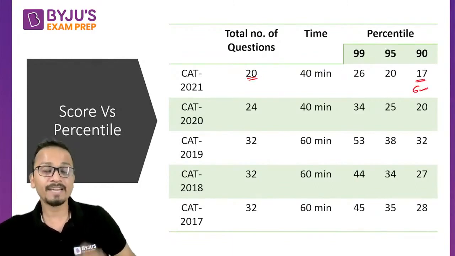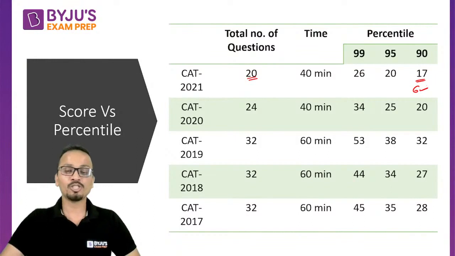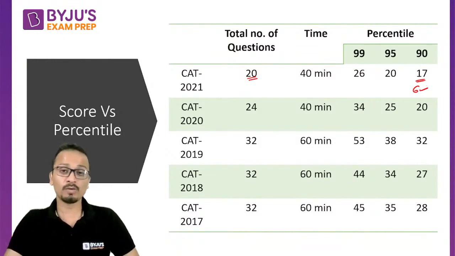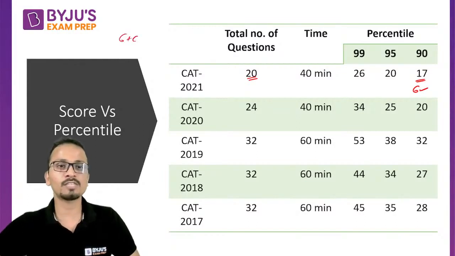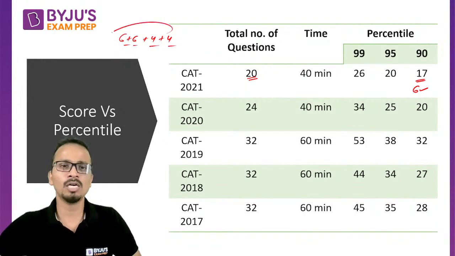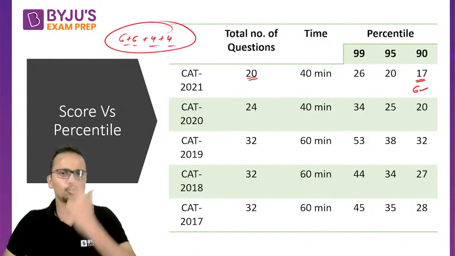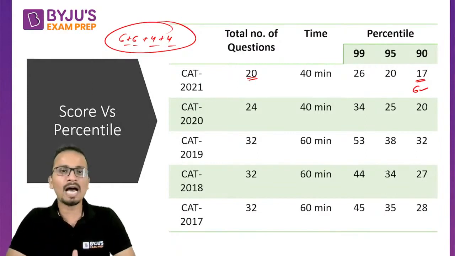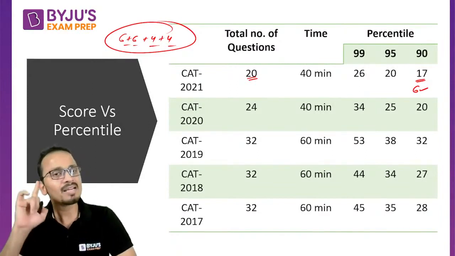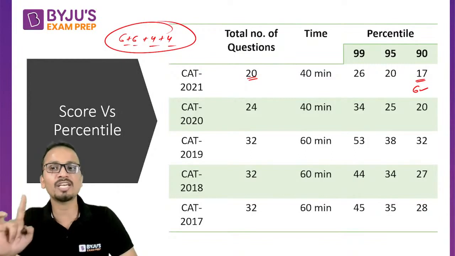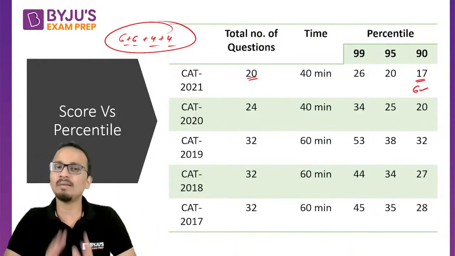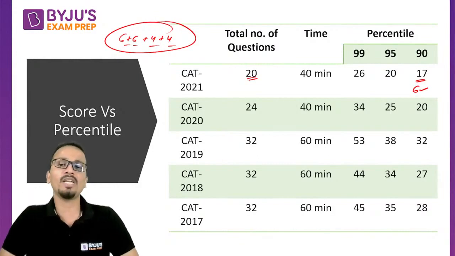When there were 20 questions, 6 correct, effectively 6 correct out of 20 questions. There were 4 sets: 2 sets of 6 questions each, and 2 sets of 4 questions each. So this is how the pattern of LRDI was in 2021. In this examination, if you have attempted one complete set of 6 questions correctly, job is done. Your percentile is above 90 in CAT 2021.